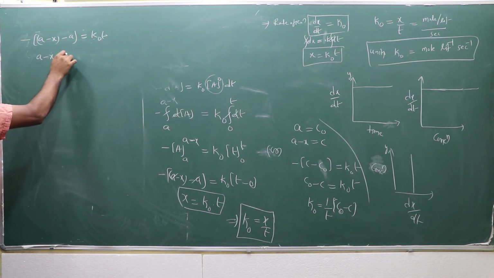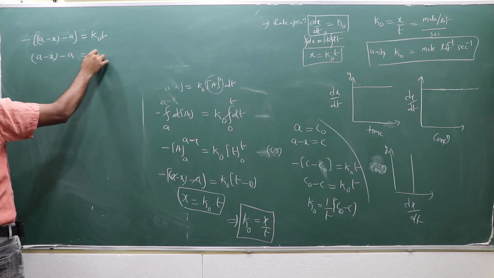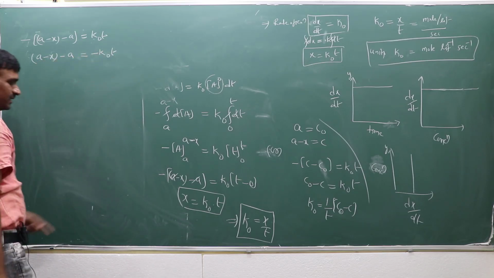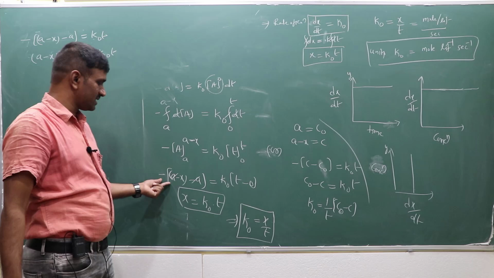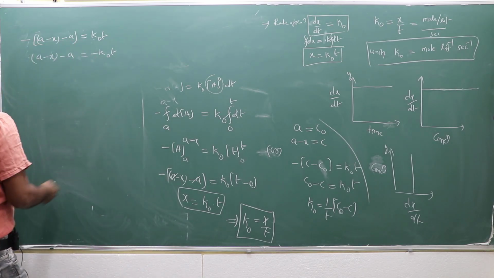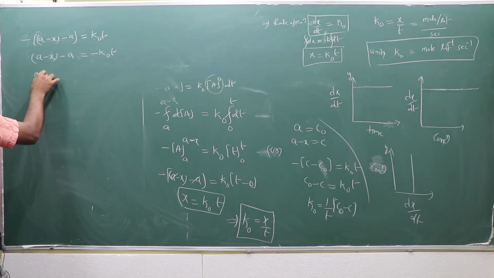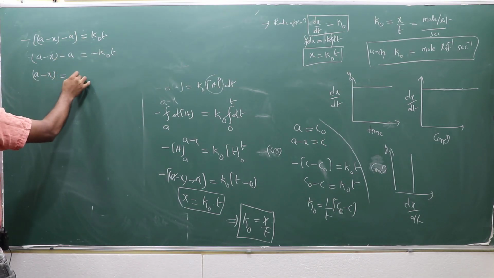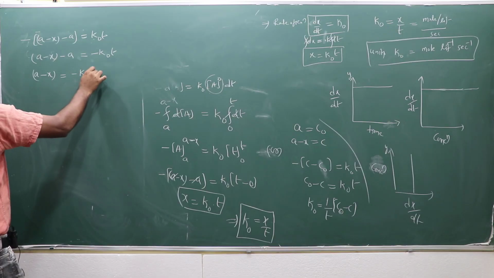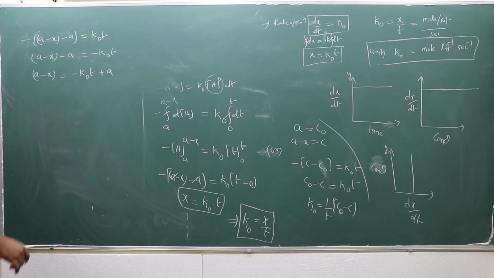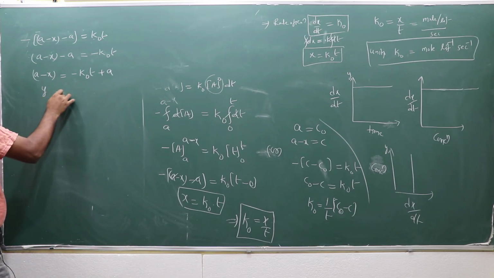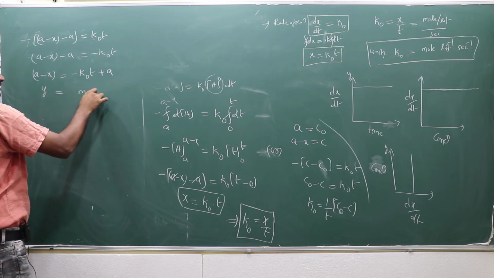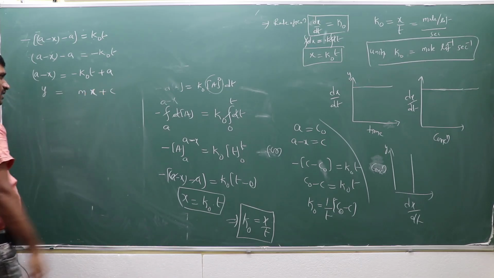Suppose A minus X minus A is equal to minus K naught into T. This is shifted to the right side from this equation. Right? And here in this case, A minus X is equal, this A is shifted to the right side. What will happen? Minus K naught T plus A. If Y is equal to mx plus c, Y is equal to mx plus c.